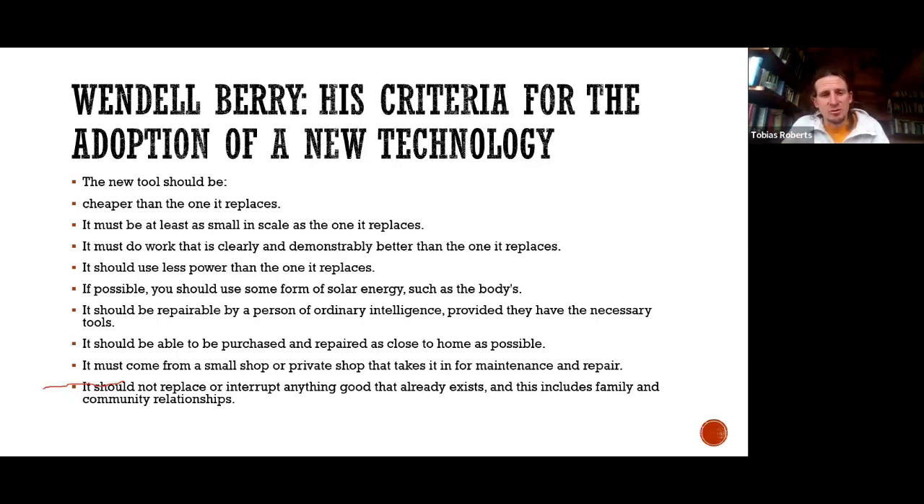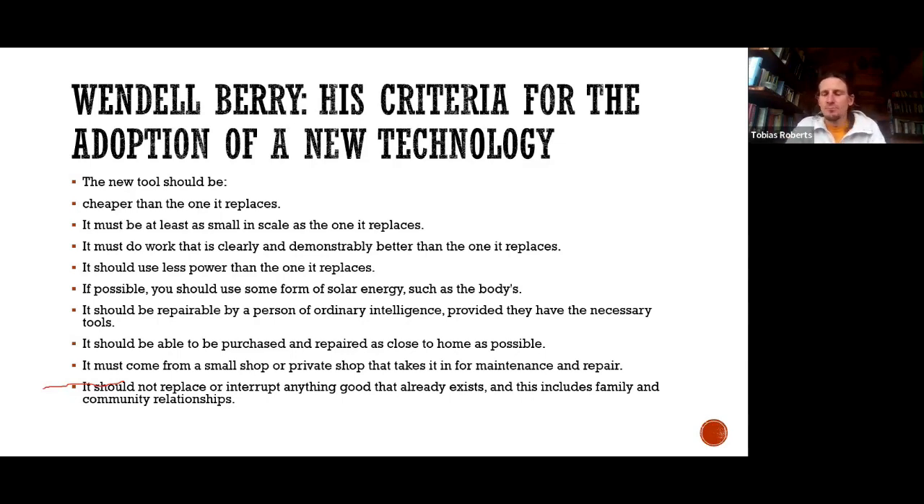And so, that's one of Wendell Berry's criteria for the adoption of new technology, that it should be able to be purchased, repaired, used as close to home as possible. Similarly, it must come from a small shop or private shop that takes it in for maintenance and repair. And lastly, it should not replace or interrupt anything good and beneficial and worthwhile that already exists. And this includes family and community relationships. And that's, I think, one of the big ones that, like I mentioned, we don't think about what is being lost by the adoption of new technologies.